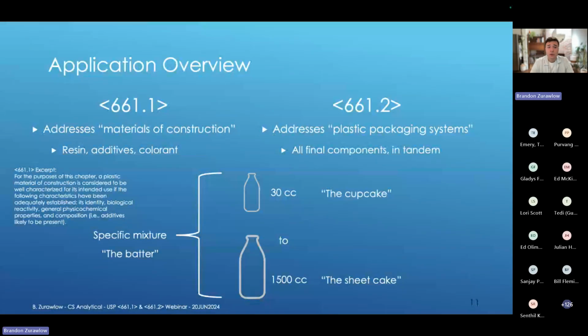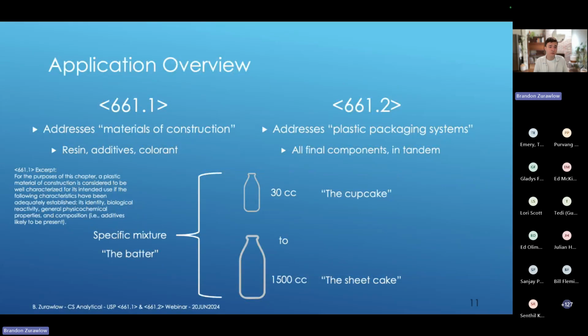So I'm not going to go into the specifics of each individual test under both of these chapters. However, I do think it's important to outline the differences between them. From an application perspective, 661.1 is really specific to materials of construction. This is the resin, the additives, the colorant of that particular component, the material from which it is constructed. Whereas 661.2 addresses plastic packaging systems, those final packaging components put together into a final package assembled in tandem.